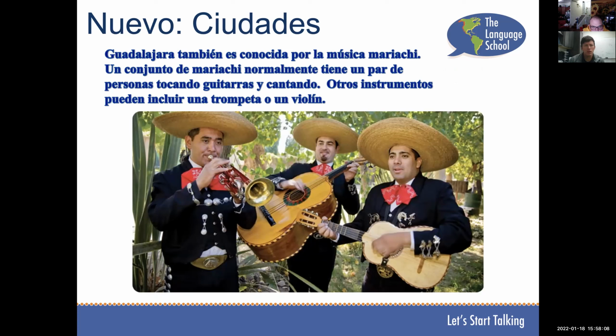¿Qué significa un conjunto? A group. A mariachi group normally has a couple of people playing guitars and singing, cantando. Un par means a couple, a pair, like the word pair. Other instruments include a trumpet and a violin. Good.